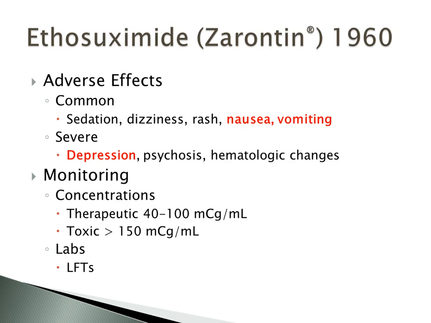Monitoring, there is therapeutic monitoring. You can see the range is much wider than the first two agents we looked at, the toxic range being much higher than the typical therapeutic range. The monitoring is even more helpful if you have a patient who's on multiple agents that might be interacting. Primarily for maintenance monitoring, labs and concentrations are what you would need.